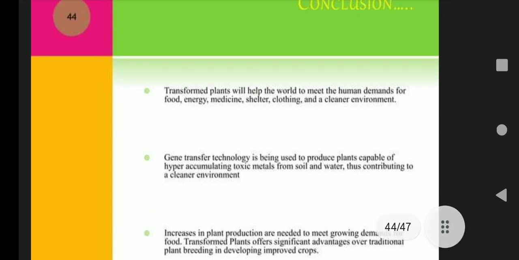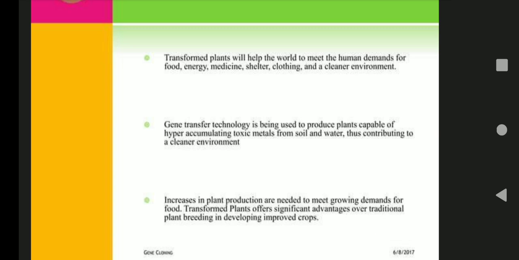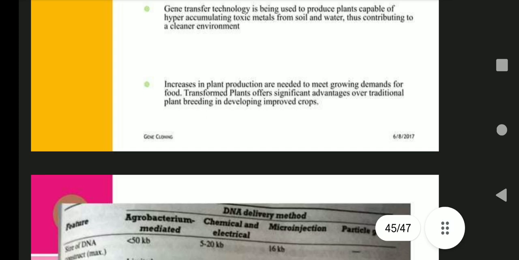The transformed plants are successful in meeting the demand for food, energy, medicine, shelter, and clothing, and a cleaner environment. Gene transfer technology is useful to produce plants which are capable of hyperaccumulating toxic metals from soils and water, thus contributing to a cleaner environment. And we can see increased plant production so that we can meet the demand of the increasing population for food.